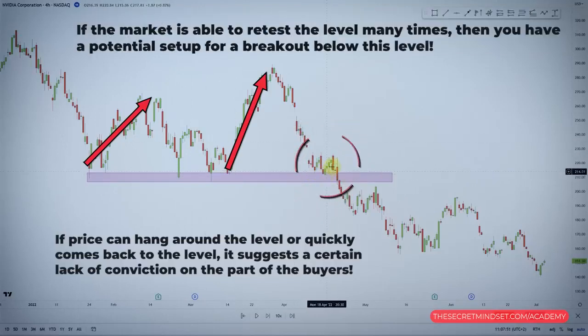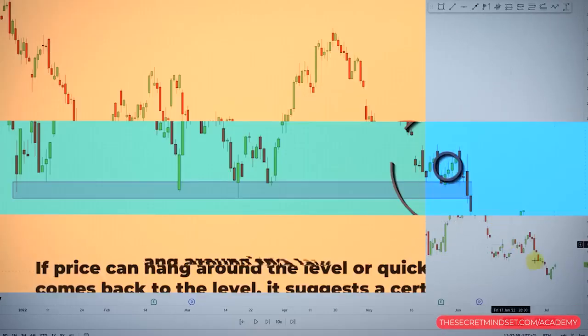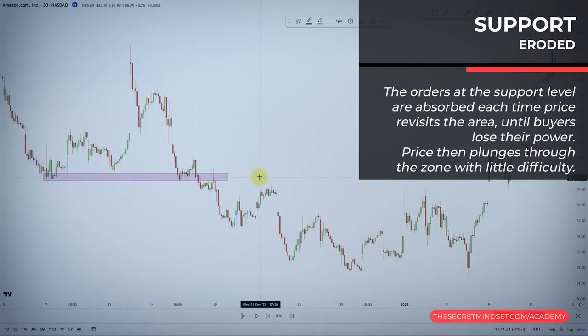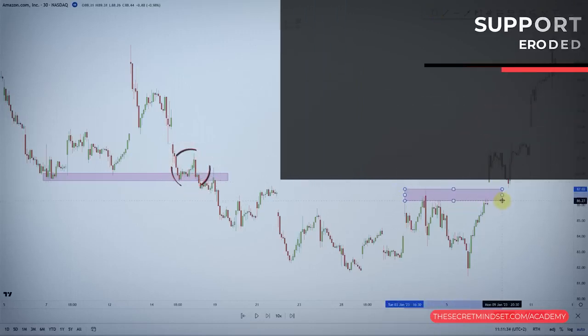If the market is able to retest the level many times, then you have a potential setup for a breakout through the level, a move below it. If you look at this example, the orders at the support level are absorbed each time price revisits the area, until buyers lose their power. Price then plunges through the zone with little difficulty.